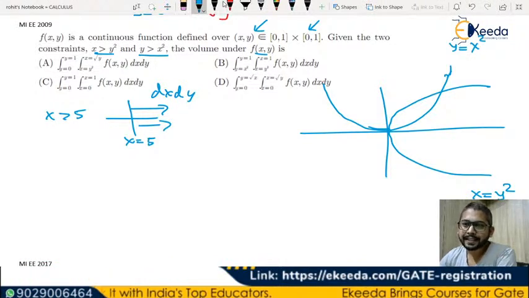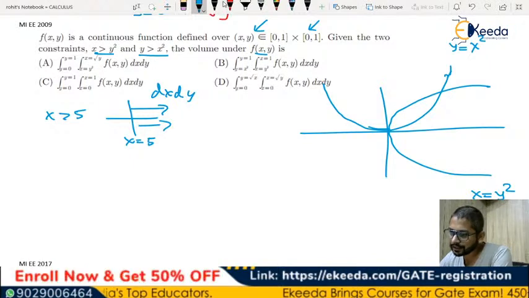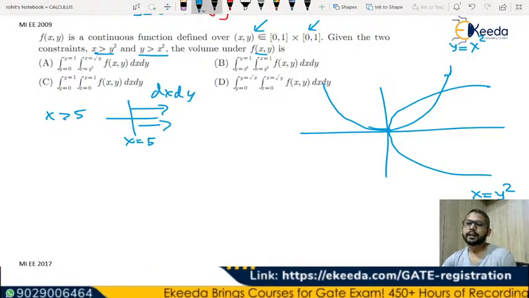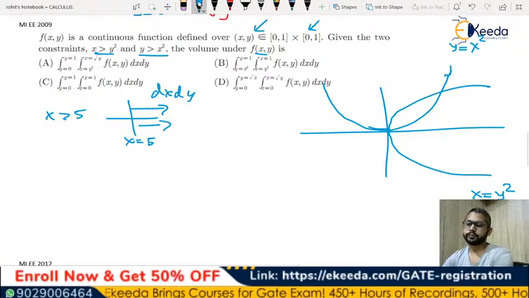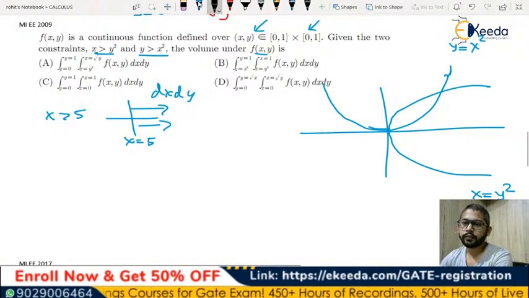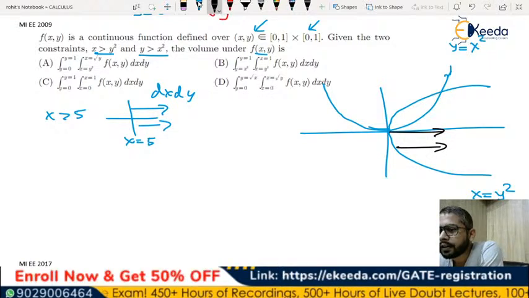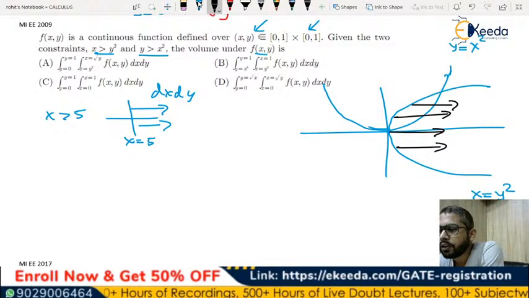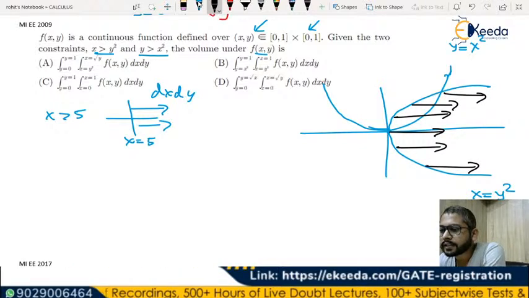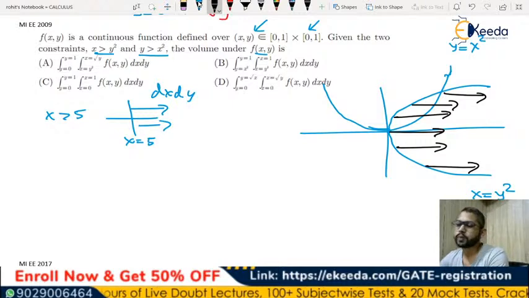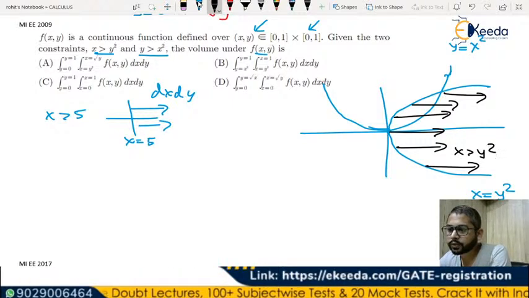So if it is x greater than y square, this line is about x equal to y square, but we are concerned about the x greater than y square. So x greater than y square will be this part. The right half of the curve x is equal to y square is x greater than y square. This region is x greater than y square.